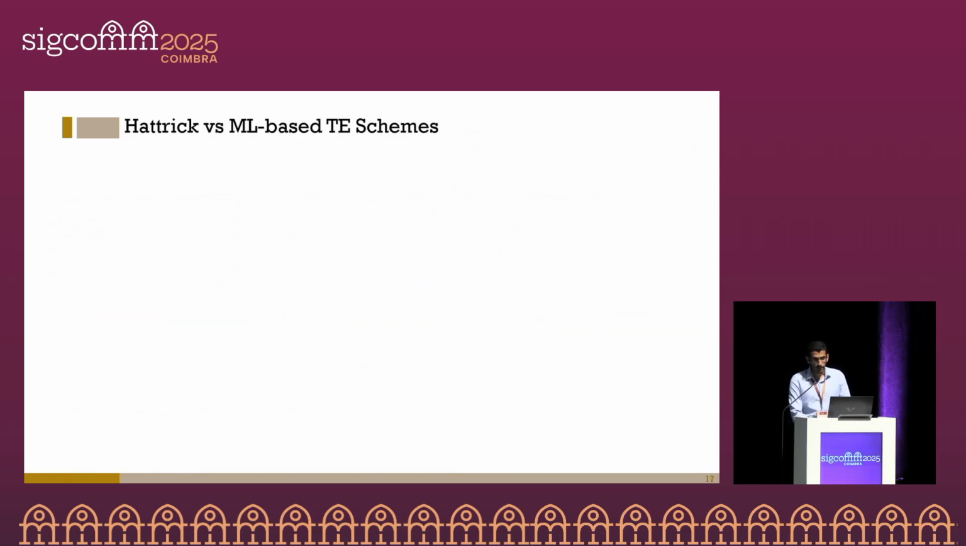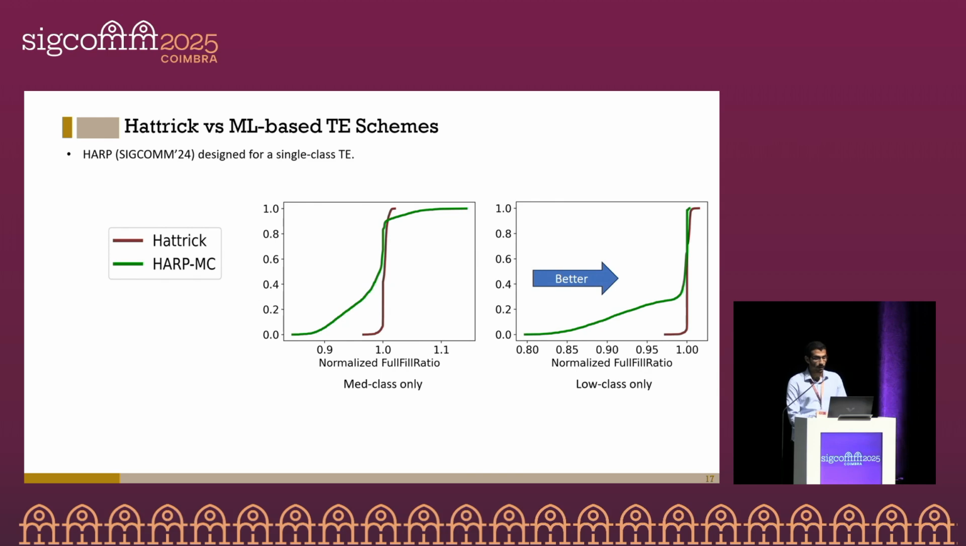We then compare Hattrick to other machine learning-based TE schemes extended to multi-class TE. We compare Hattrick to HARP MC on the mid and low classes of traffic. And we see that Hattrick achieves a significant win over HARP MC. And in the paper, we show that Hattrick also achieves a significant win over DOT. So please refer to it if you want to know more or if you want to see the results versus DOT.